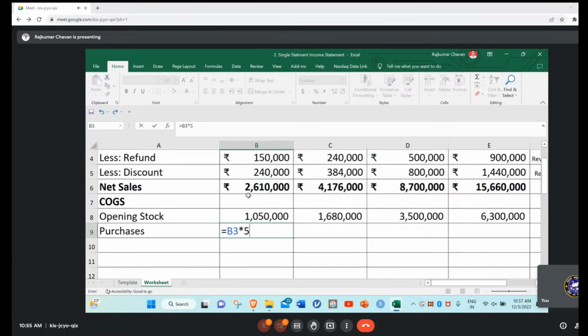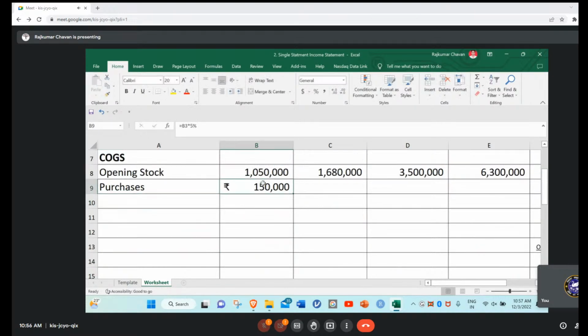Purchases is 5%. So right into 5%. What is the answer? 1,50,000. Can you drag it on right side? You will get all the answer. Now tell me, opening stock over, purchases over. What is the next one?